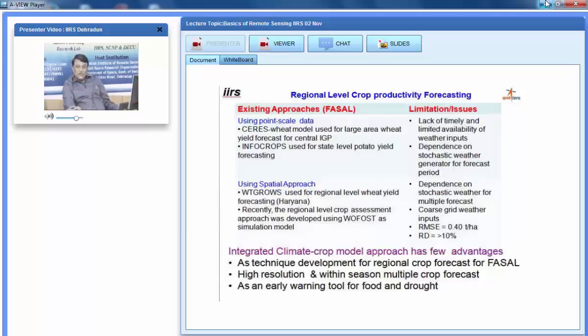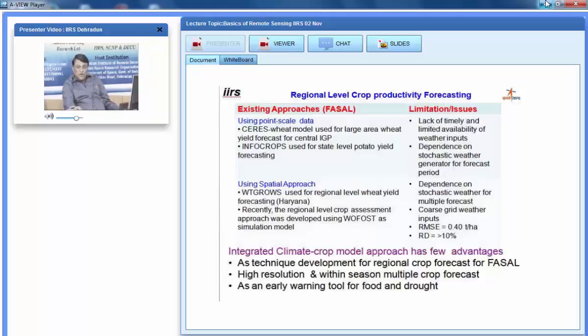So coarse grid weather inputs are used, mainly half degree or one degree. But if one can use climate model simulated or downscaled output, which is a bias corrected output, within the crop model, it will definitely have an implication for generating regional crop yield forecasts well in advance and developing early warning tools for flood and drought.